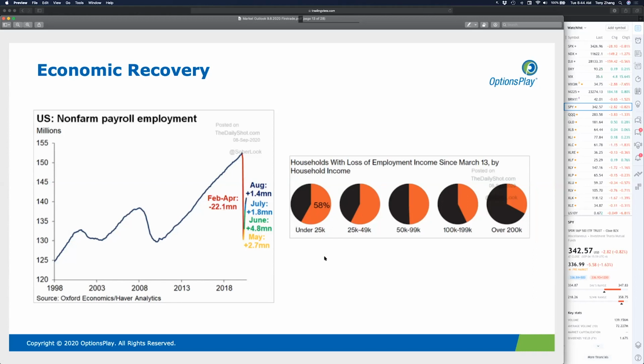But the one thing that has shifted a little bit, I would say, in this job report versus the previous few months, is that in the previous few months, we've been looking at those job reports as an indicator that jobs are coming back into the market.